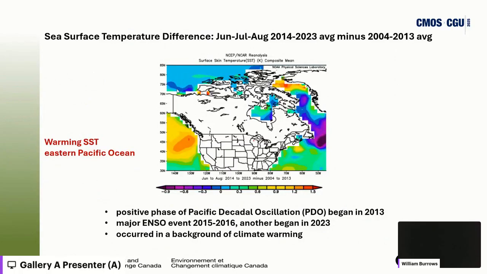This is the sea surface temperature, which has been warming in the eastern Pacific. You see, this is the difference between 2014 and 2023 and 2004 and 13. So there's been a significant increase, and so there's been increased advection of warmer air onto the continent from that. And we feel this is due to the positive phase of the Pacific decadal oscillation, which began in 2013. And in the positive phase, you get stronger ENSO events. There were 2 during this period after 2013, and also background climate warming. Next slide.